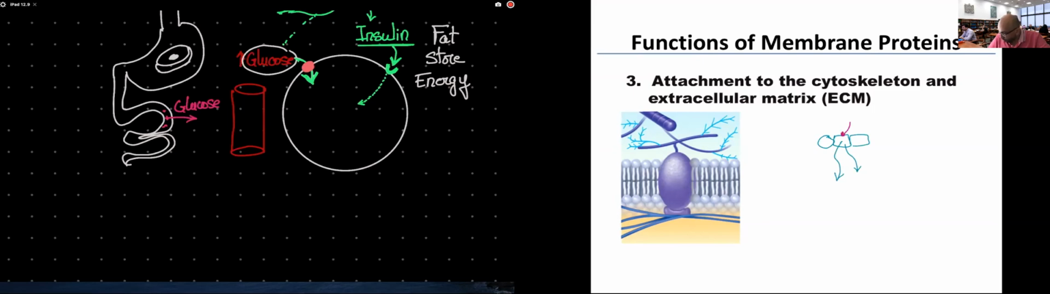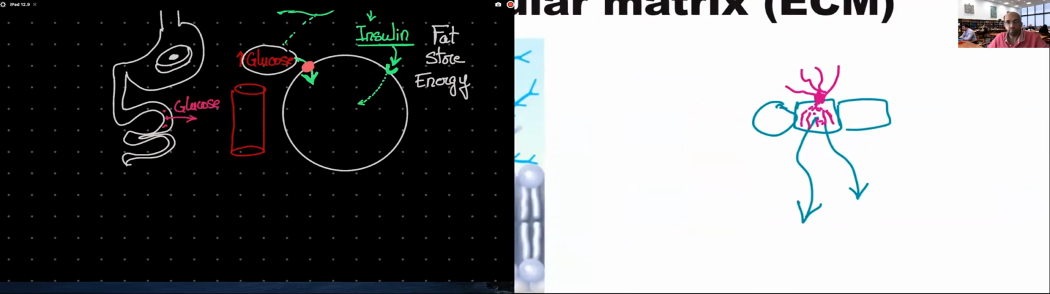You have surface proteins that will attach it to the extracellular matrix and also going to be attaching the cytoskeleton, the filaments on the inside of the cell. I have surface membrane proteins that will be attaching the cell to the surrounding matrix on the outside, and the inside of the cell also is going to be attached.